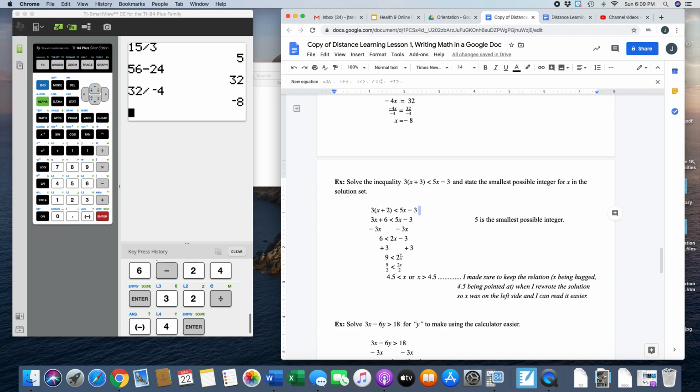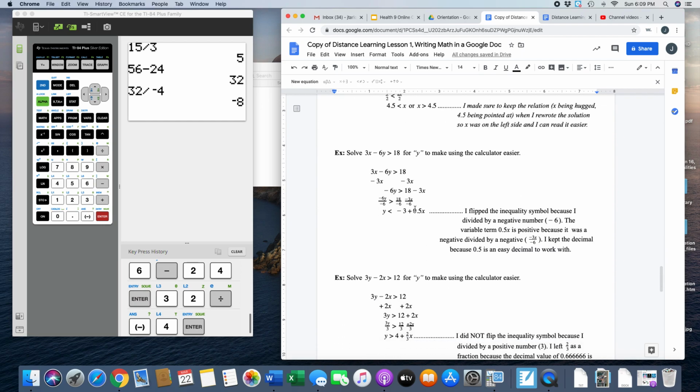Now I have 9 less than 2x. I know I have to divide, so I created the fractions. And I end up with x is greater than 4.5. Please make sure I kept the relation, x being hugged and 4.5 being pointed at, when I rewrote the solution. So x was on the left right here, which made it a little bit easier for me to read. X is greater than 4.5. Therefore, 5 is the smallest possible integer that works.